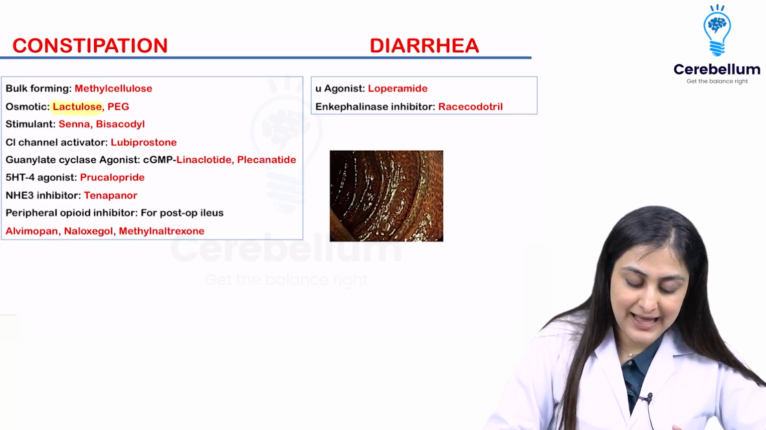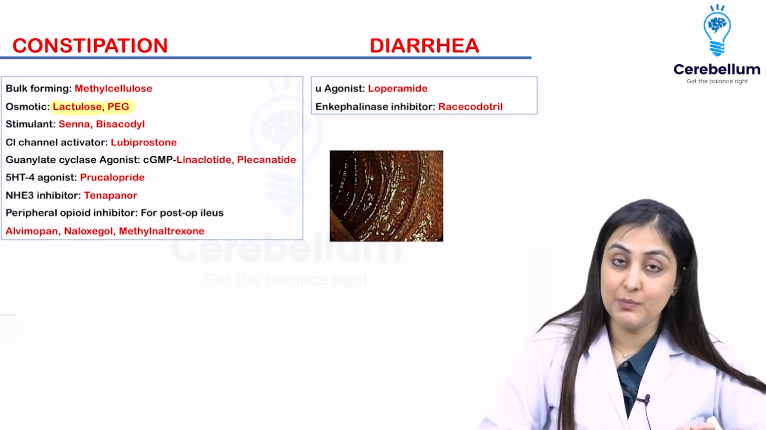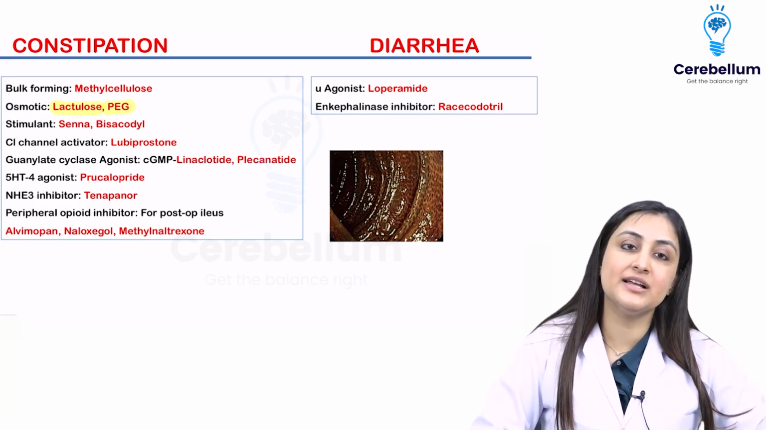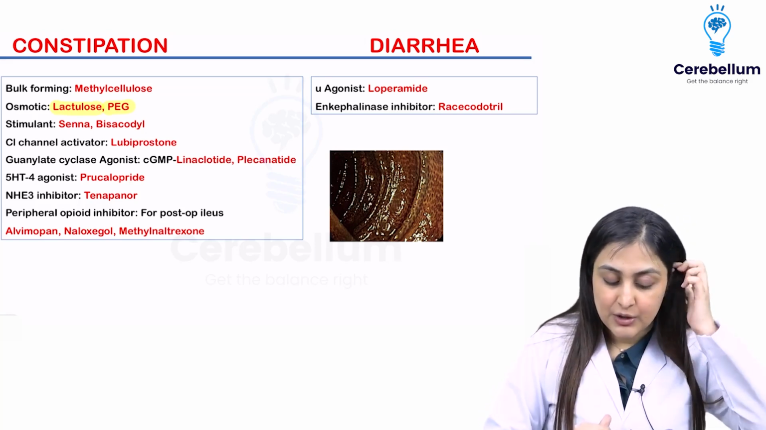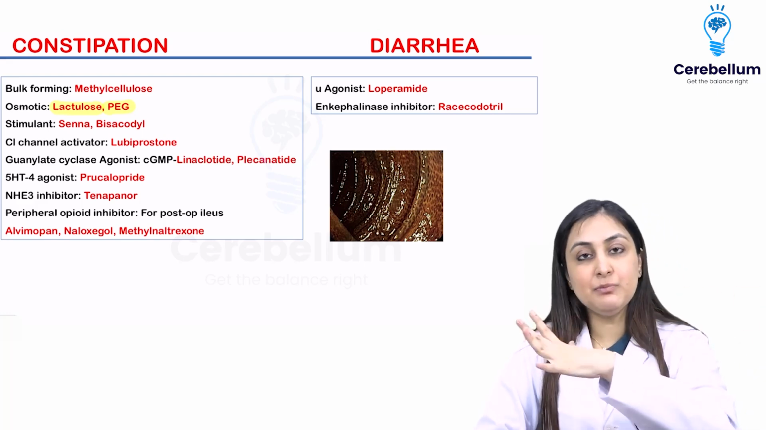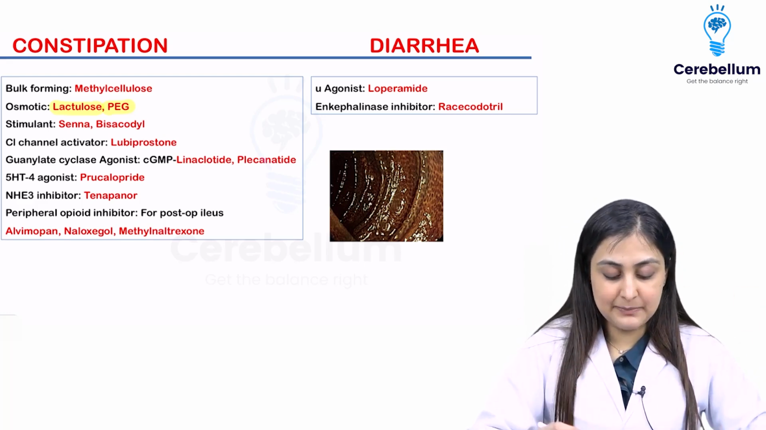Osmotic drugs include lactulose and PEG. Remember, with osmotic drugs, we also need to increase the water intake, otherwise they can cause dehydration. Okay, so we have lactulose and PEG, which are osmotic. Stimulants, which stimulate bowel movement, are senna and bisacodyl.